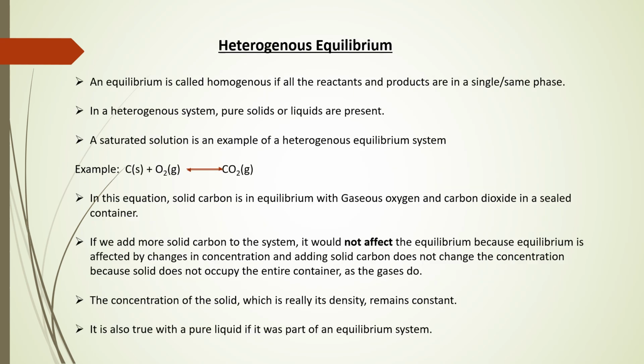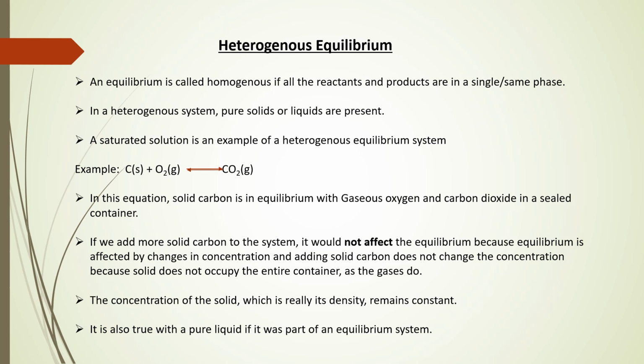Heterogeneous equilibrium. An equilibrium is called homogeneous if all the reactants and products are in a single, same phase. In a heterogeneous system, pure solids or liquids are present. A saturated solution is an example of a heterogeneous equilibrium system. For example, carbon reacts with oxygen and makes carbon dioxide. In this equation, solid carbon is in equilibrium with gaseous oxygen and carbon dioxide in a sealed container.